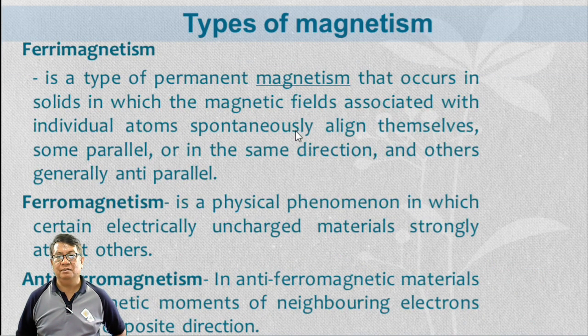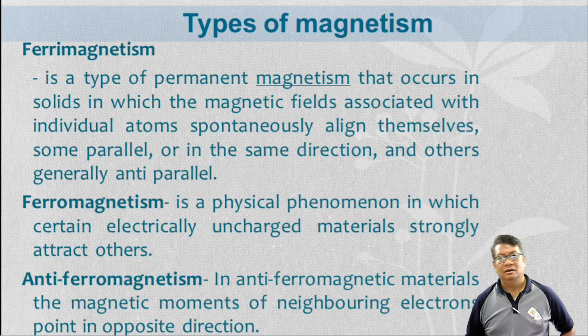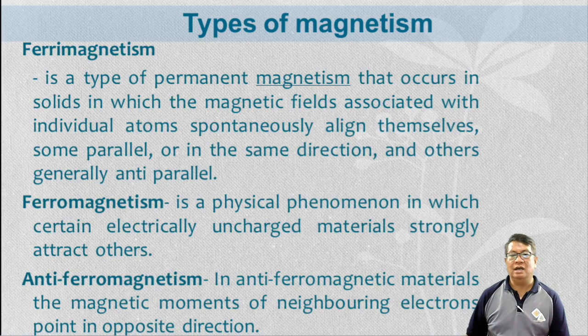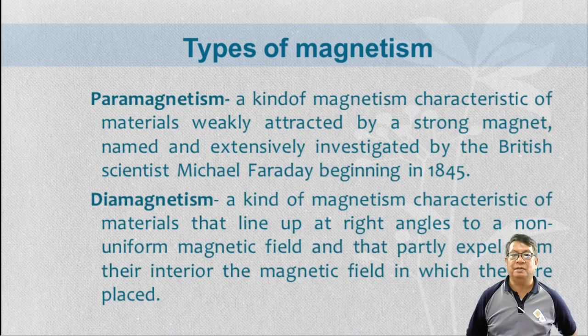We have these types of magnetism. Paramagnetism, a type of permanent magnet that occurs in a solid in which the magnetic fields are associated with individual atoms. Then we have ferromagnetism, a physical phenomenon in which certain electrically uncharged materials strongly attract others. Anti-ferromagnetism: in anti-ferromagnetic materials, the magnetic moments of neighboring electrons point in opposite directions, so no attraction will happen. These are the types of magnetism: ferrimagnetism, ferromagnetism, and anti-ferromagnetism.